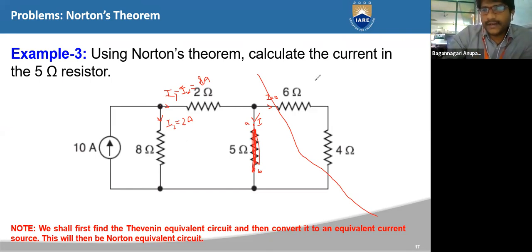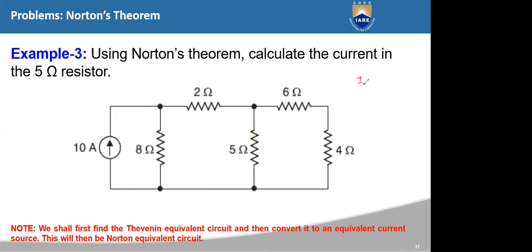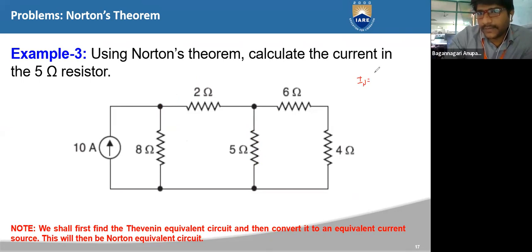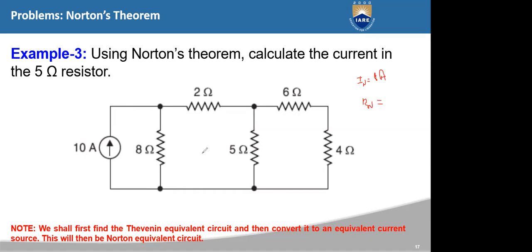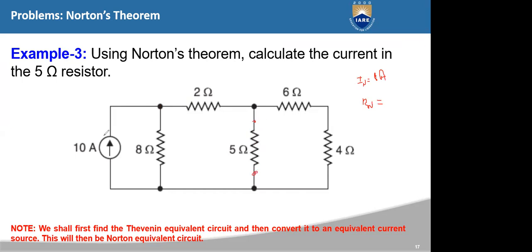What about the RN then? It will be 1.6, sir, not 4.8. Okay, IN is equal to 8 amperes, right? So what about RN or RTH? What should be done first? 5 ohms. This is open, right? This is open circuited, no doubt.